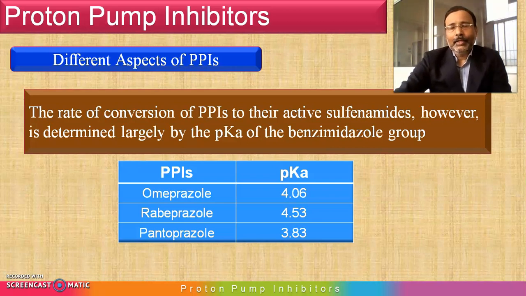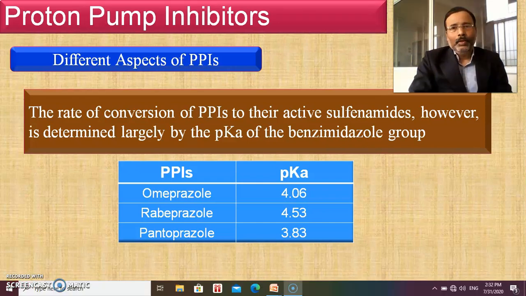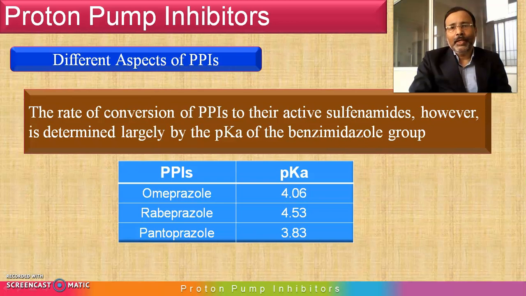So ultimately the proton pump inhibitor having a higher pKa value shows faster action, faster formation of sulfonamide compared to pantoprazole. So that's why the pKa plays an important role in pharmacological action. Now let's see the different examples of proton pump inhibitors.